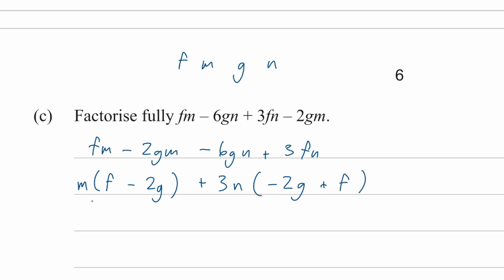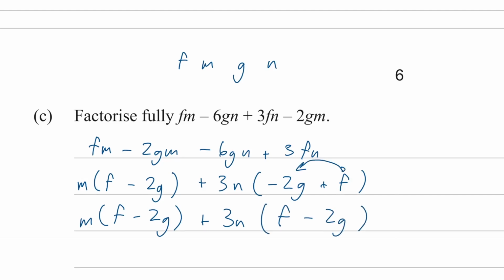Now you'll notice in these brackets, we actually have the same expression. Let me just rewrite the second one so it's a bit clearer. So f minus 2g, right? It's the same. I just swapped the order.